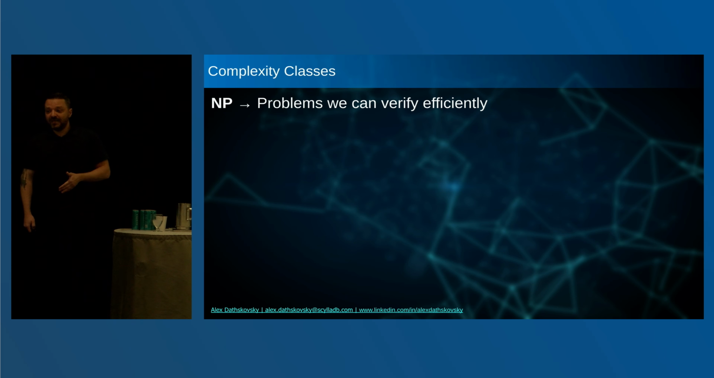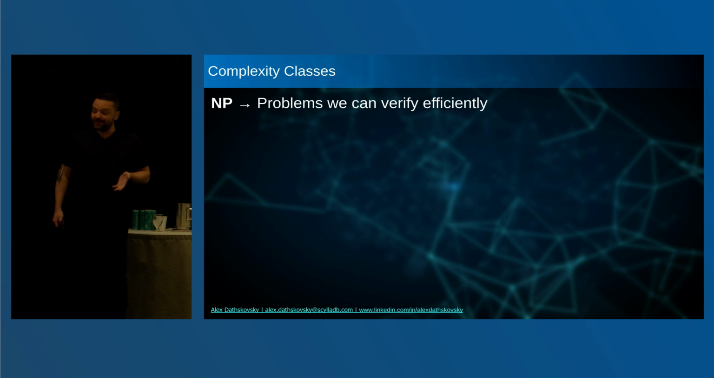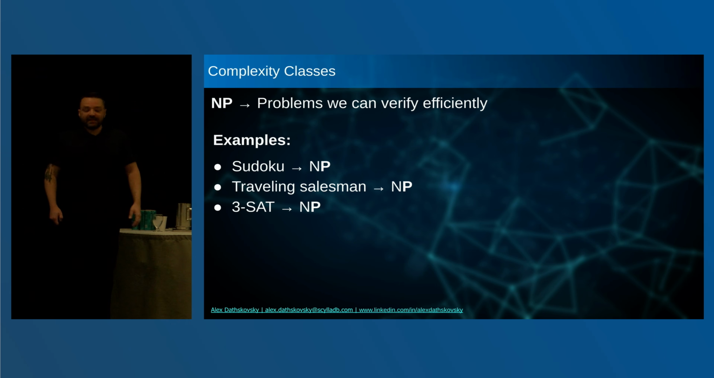And then we have NP. NP means that we can verify that the problem can be solved in polynomial time. And by the way, NP is not polynomial. NP means nondeterministic polynomial time. And this is one of the worst names in computer science because people just think it's not polynomial. It's not. Examples for that are Sudoku, traveling salesman. We know that traveling salesman is a very hard problem. And 3-SAT is a very important problem that is NP complete. That means all other problems can be NP if they look like 3-SAT.